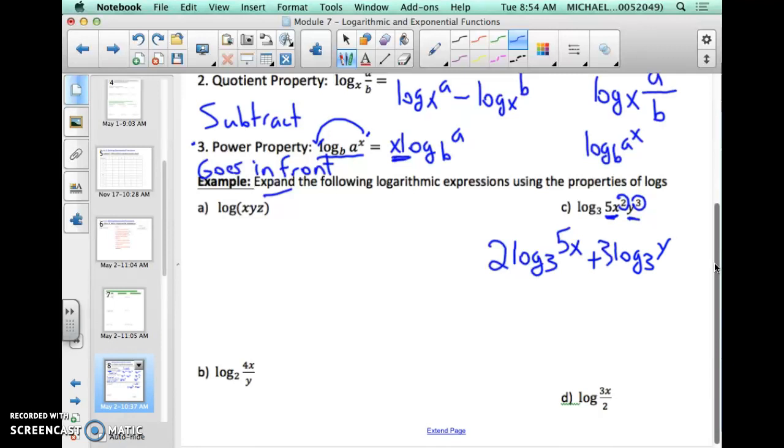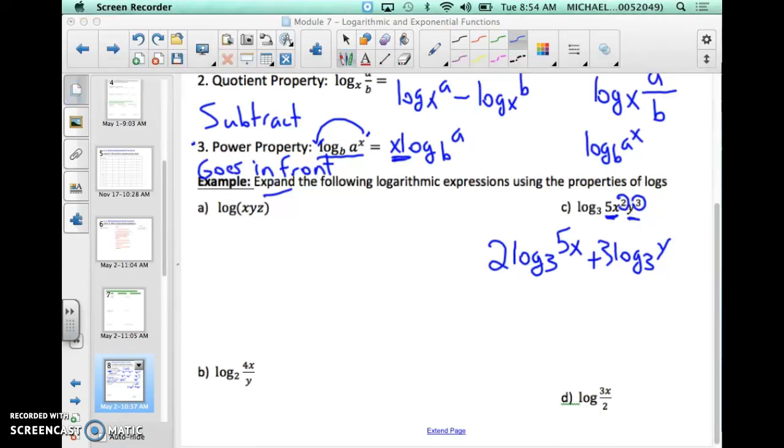And I'm done. I have expanded the logarithms. Go ahead and pause the video and try example A on your own, noticing that there are 3 outputs, x, y, and z. Also recognize there's no base written, but remember that whenever there's no base, you can assume it's log base 10. Okay, so go ahead and pause the video and try A on your own.